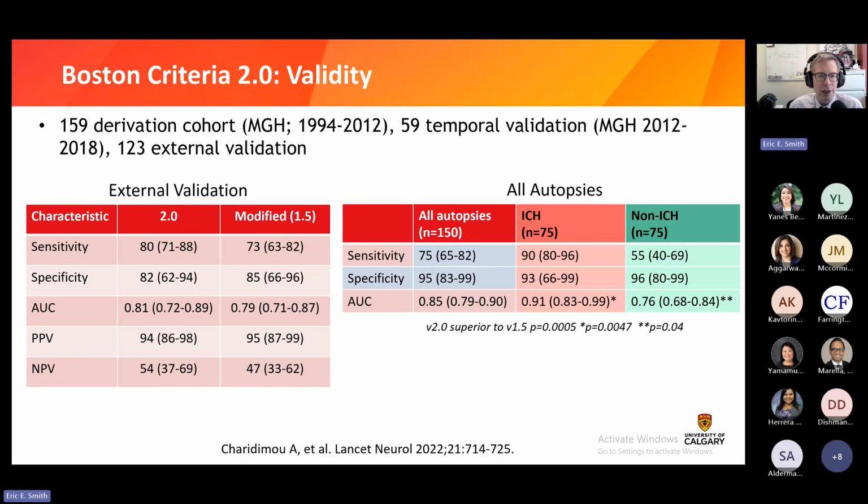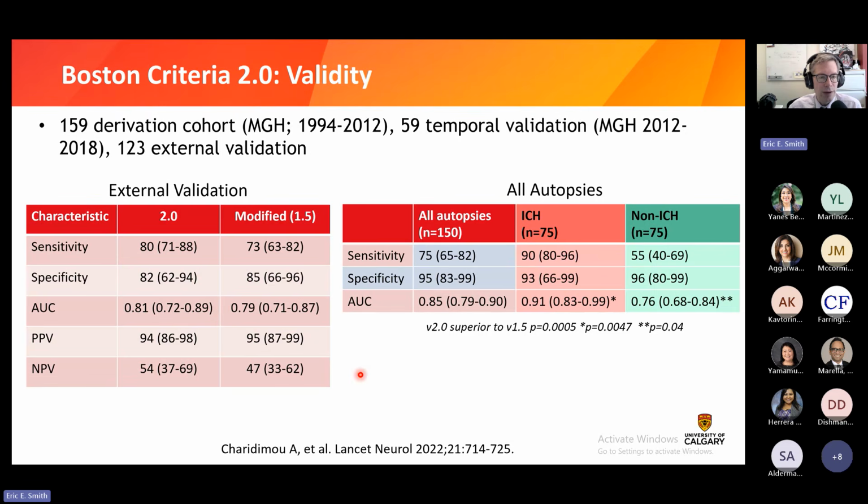So this is showing the validation data from the derivation paper in Lancet Neurology that drove the criteria. And they looked at the performance in the derivation cohort of 159 patients from Mass General, the temporal validation, so an independent cohort of patients from Mass General that was more recently collected. And they also looked at 123 as part of a multi-center external validation. So the external validation would be the strongest, strictest form of validation, and we can see the criteria are good.